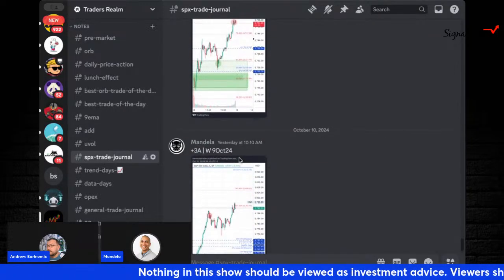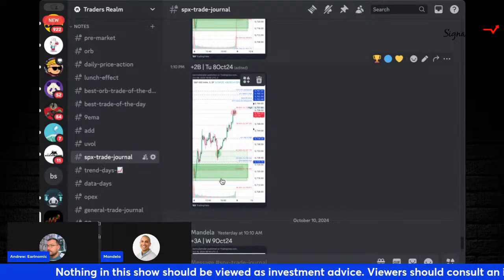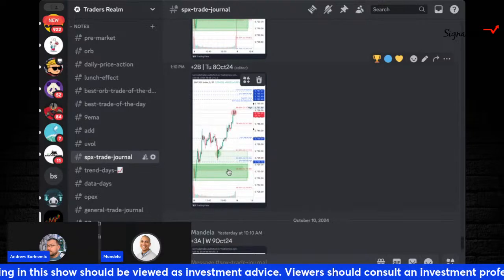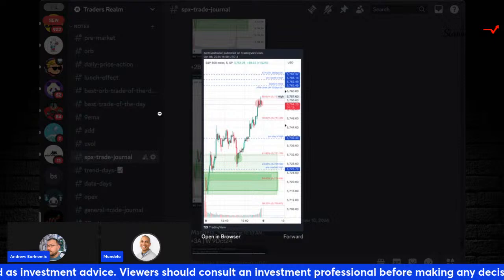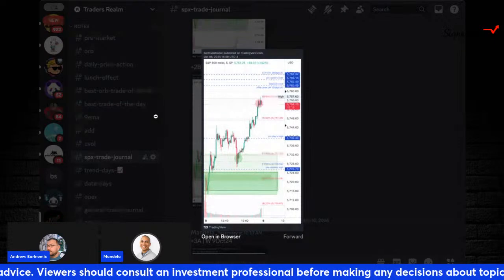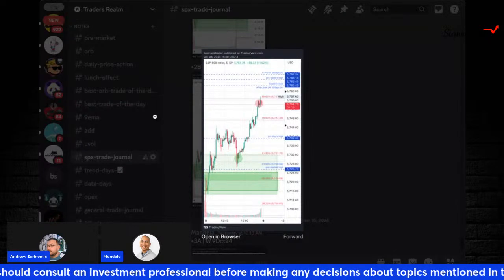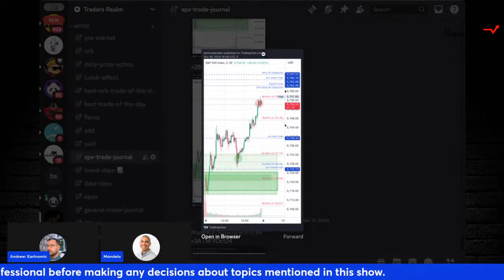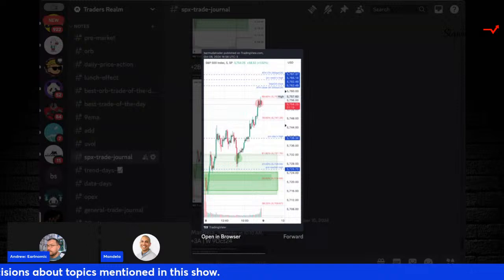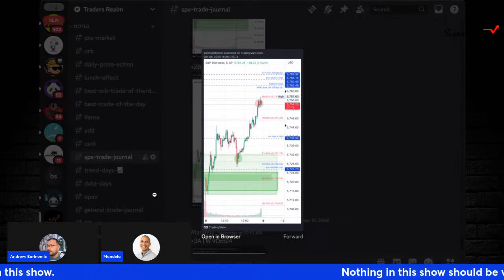I've got two more, I think. Okay, so let's go with this one. This was the same day. Actually got in a little bit lower here. This was a second, earlier trade. Same day, same chart. Got out pretty much the same place, but instead of getting in here, I got in a little bit earlier. This was a higher risk, but also similar trade.